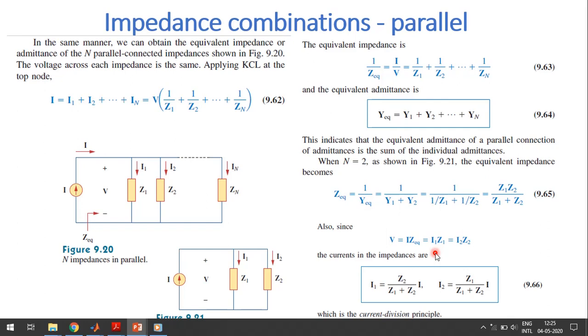So here I1 Z1 is equal to I into Z equivalent, right? So substituting the value of impedances, we will get I1 is equal to Z2 by Z1 plus Z2 into I. Similarly, I2 is equal to Z1 by Z1 plus Z2 into I. So this is current division.